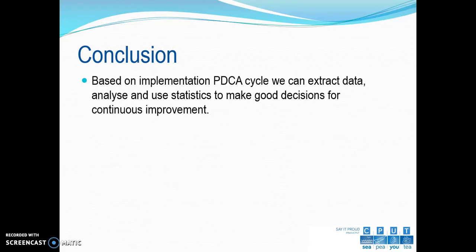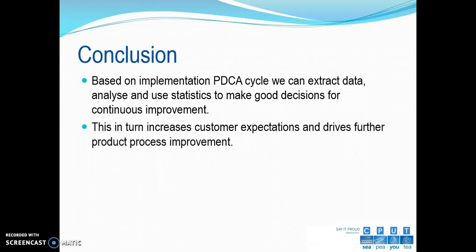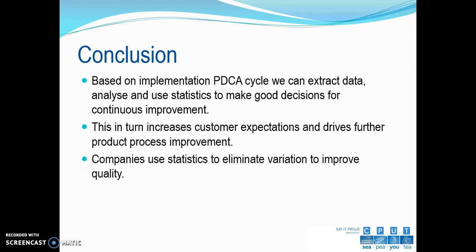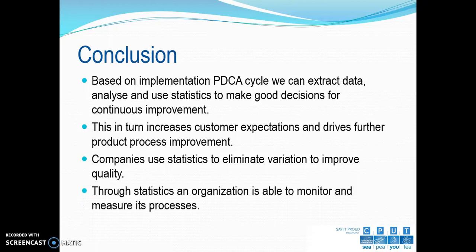I can therefore conclude, based on implementation of the PDCA cycle, we can extract data, analyze and use the statistics to make good decisions for continuous improvement. This in turn increases customer expectations and drives further product and process improvement. Companies use statistics to eliminate variation to improve quality. Through statistics, an organization is able to monitor and measure its processes.